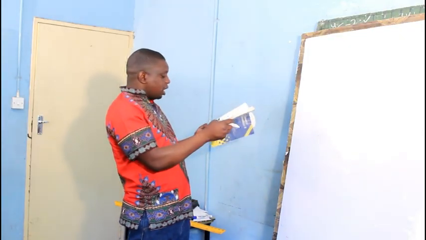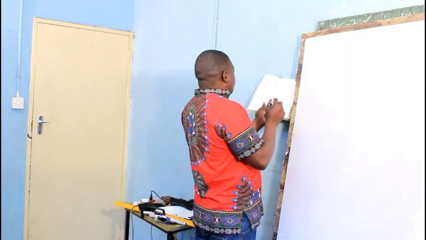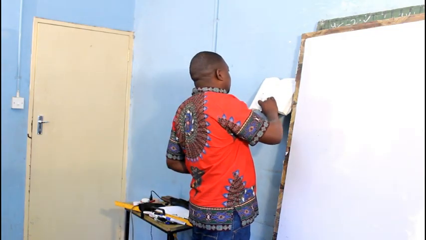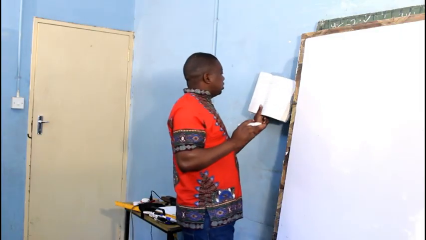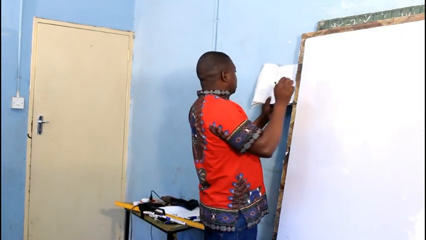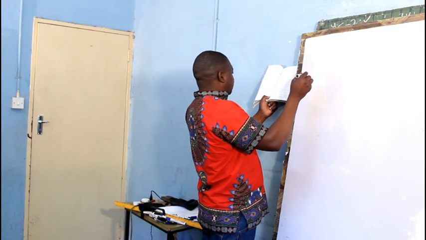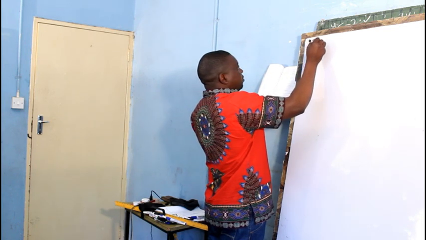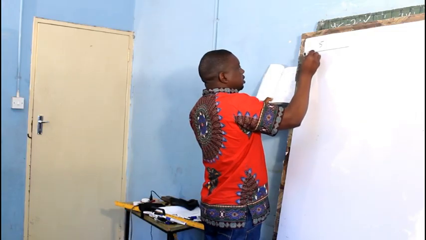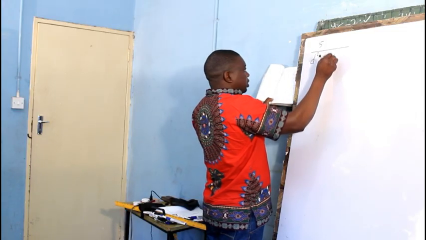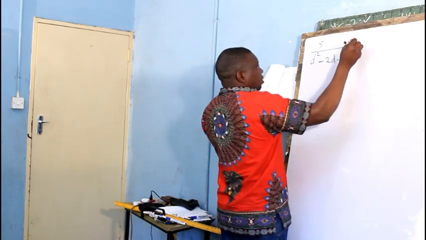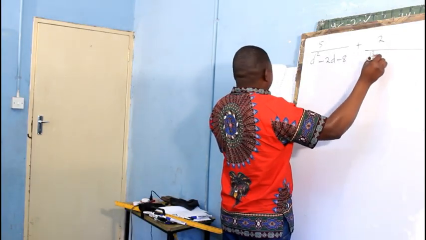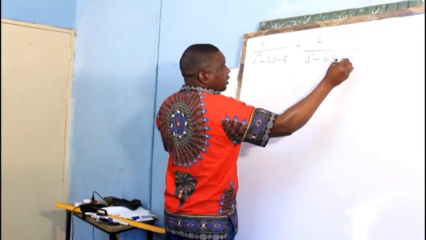We start from simple to complex. Let's go to 5 over d squared minus 2d minus 8 plus 2 over d squared minus 6d plus 8.